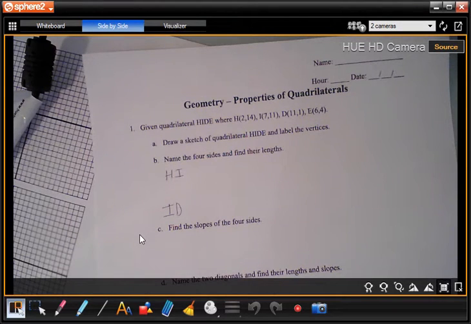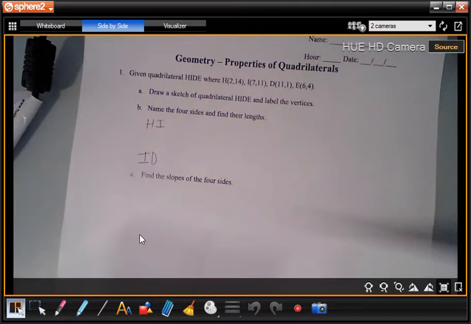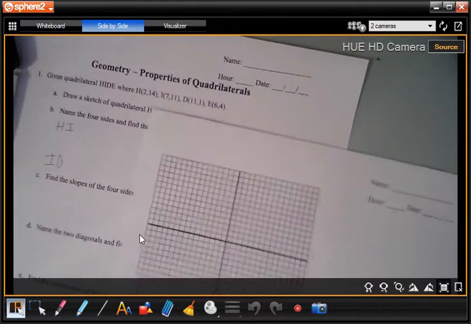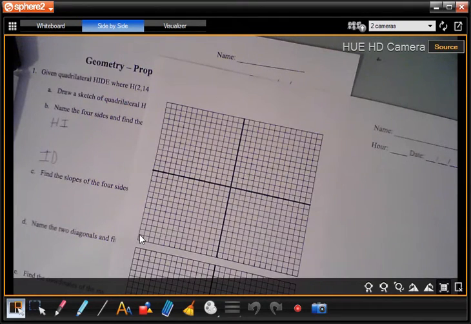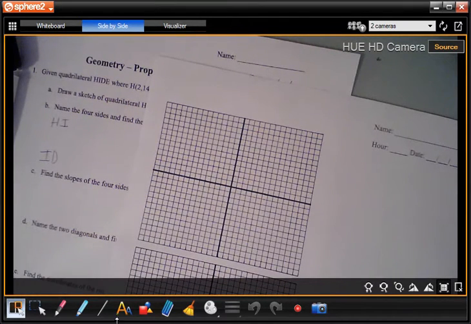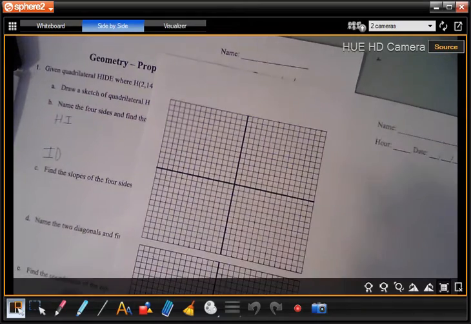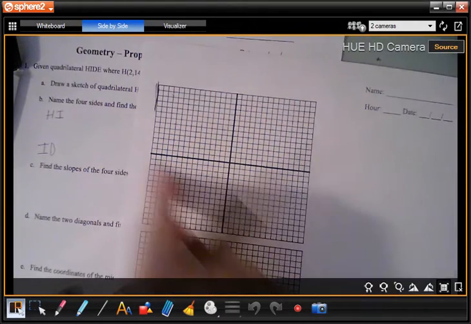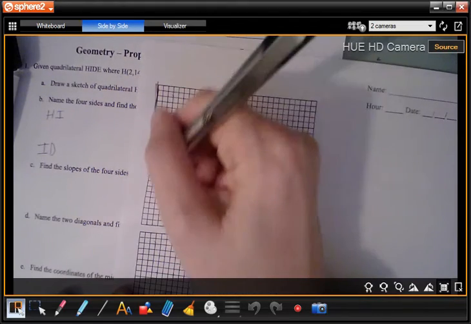We're going to do properties of quadrilaterals 1. So the first thing we need to do is get out a piece of graph paper. This is the graph paper that I have available. So I am going to change this so that it is the X and Y axes. Instead of doing X and Y axes here, I'm going to make this all one thing.